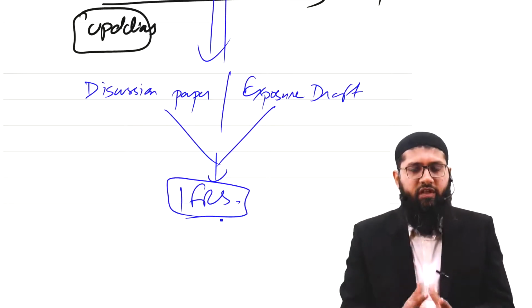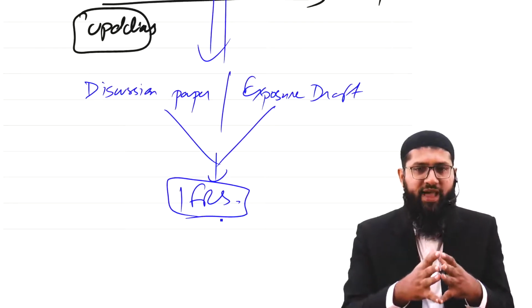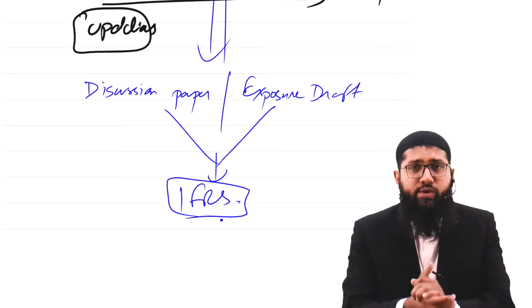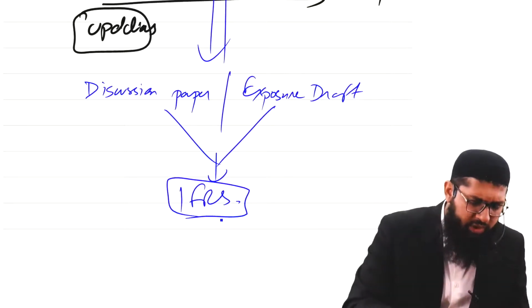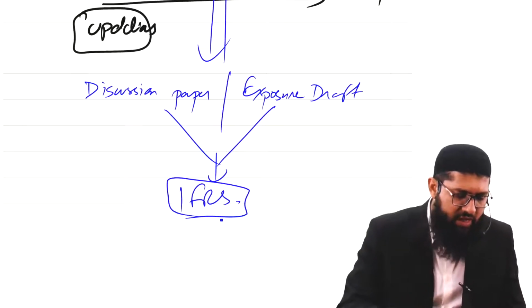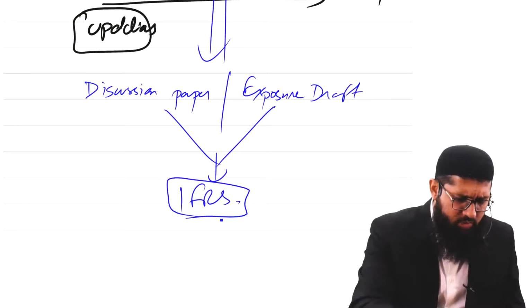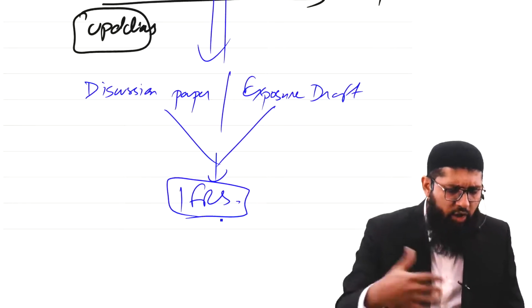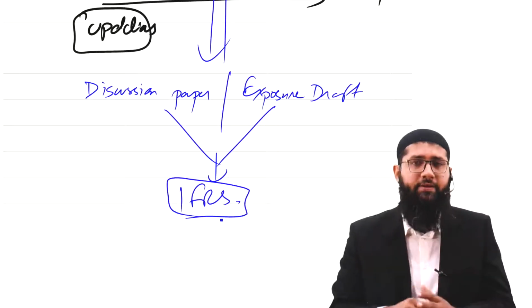On the basis of the discussion paper, the International Accounting Standards Board would sit down, they would discuss what are the things that need to be done, what are the amendments that are required to be made, etc. So they would actually be discussing a lot of things. Now, as a result of this, what is going to happen is, let me guide you.